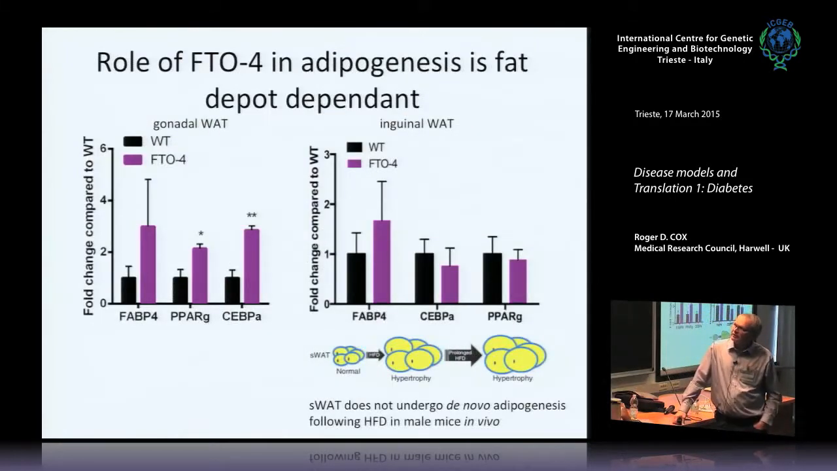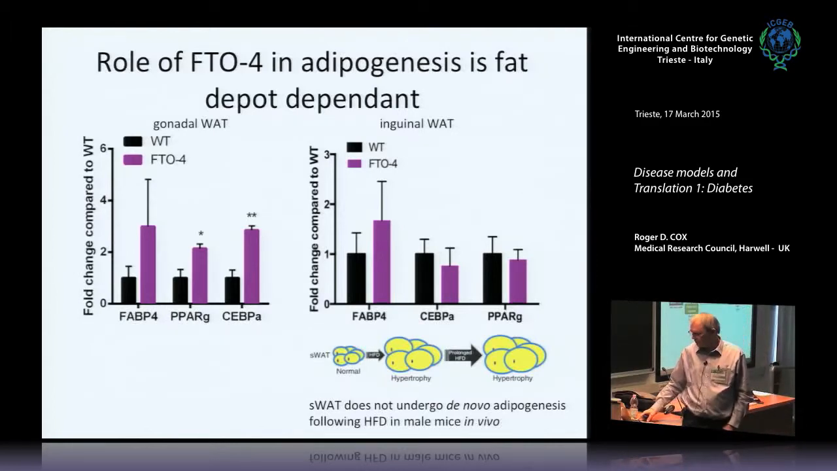Taking out visceral fat depots from the mouse and looking at gene expression, we could see an increase in key genes in adipogenesis, such as PPAR gamma, in the overexpression mice, but in subcutaneous fat, we didn't see these differences. It's interesting to note that subcutaneous fat doesn't undergo de novo adipogenesis when you put mice on a high-fat diet. So this appears to be a visceral fat trait.